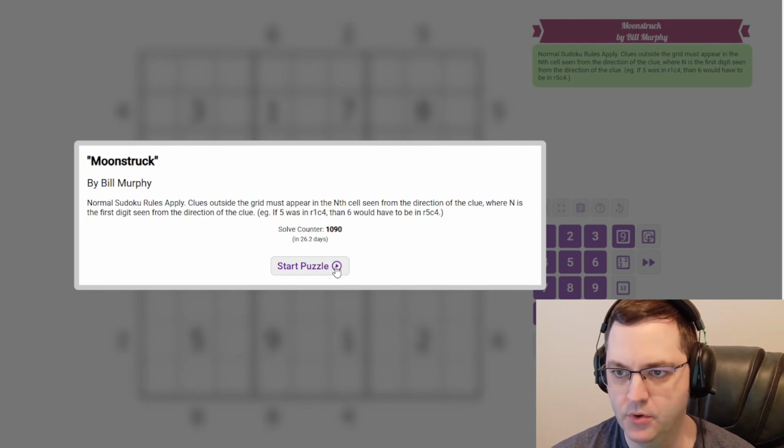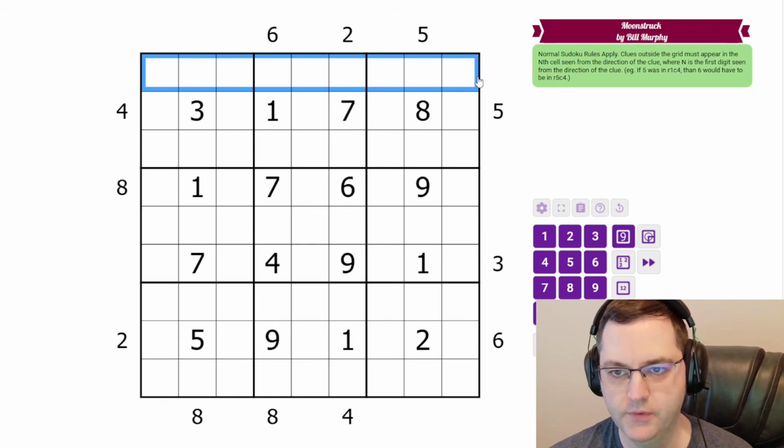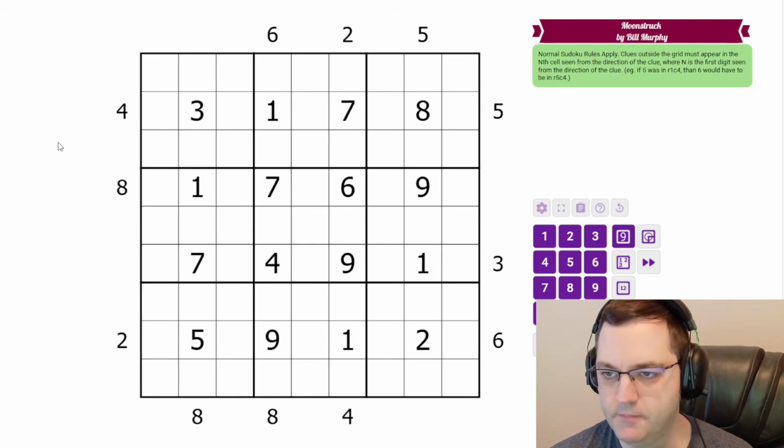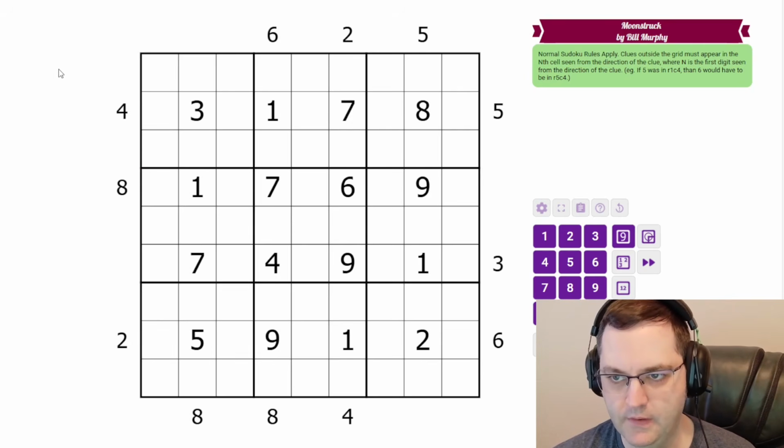This is a numbered room Sudoku. I have normal Sudoku rules, 1 to 9 in each row, column, and 3x3 box. Additionally, we have some clues outside the grid, and the clues tell us a digit that must appear in a certain cell in that row or column.